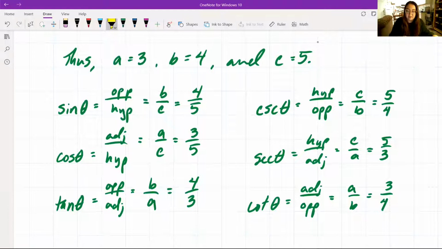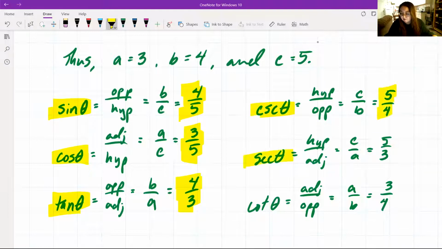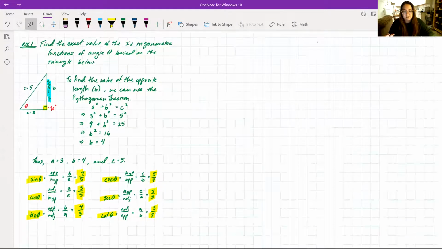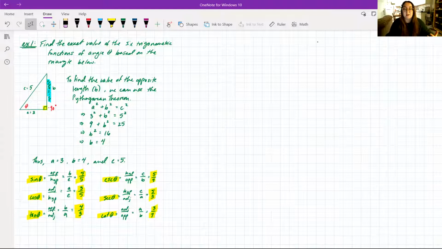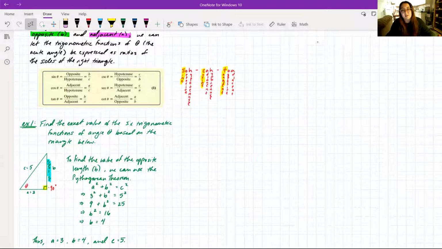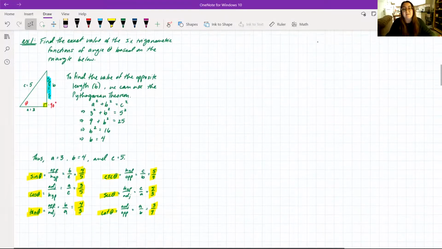And these are our final values. We have sine of theta is 4 over 5, cosine of theta is 3 over 5, tangent of theta is 4 over 3, cosecant of theta is 5 over 4, secant of theta is 5/3, and cotangent of theta is 3/4. So those are the exact values of the 6 trigonometric functions of angle theta based on the triangle that we were given. So if you ever have problems like these where you're given 2 side lengths, all you really need to do is use the Pythagorean theorem to find that last side length, and then use our definitions for our different trigonometric functions in order to find their exact values.